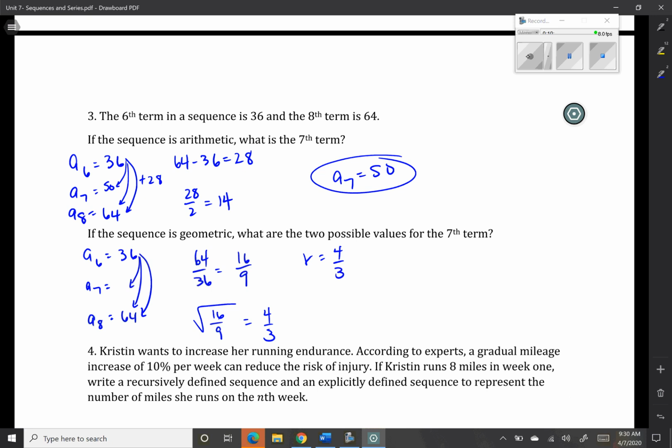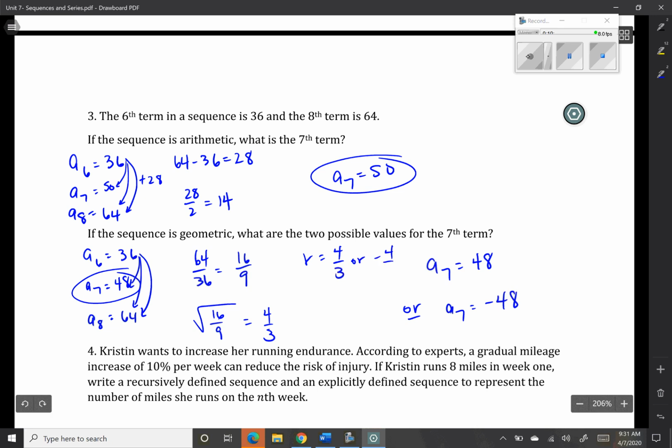If I take 36 times 4/3, I get 48 for my middle number. So a sub 7 could be 48. Or a sub 7 could also be negative 48. Now, this wouldn't happen in an arithmetic sequence, but in a geometric sequence, this seventh term could be negative. Because if your sequence goes in the pattern of positive, negative, the sixth and eighth term could potentially be positive, and the seventh term could then be negative, and it would still fit in your sequence. Meaning this common ratio could also be negative 4/3.